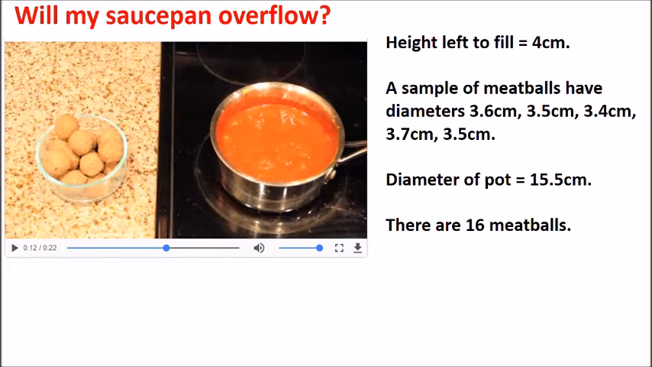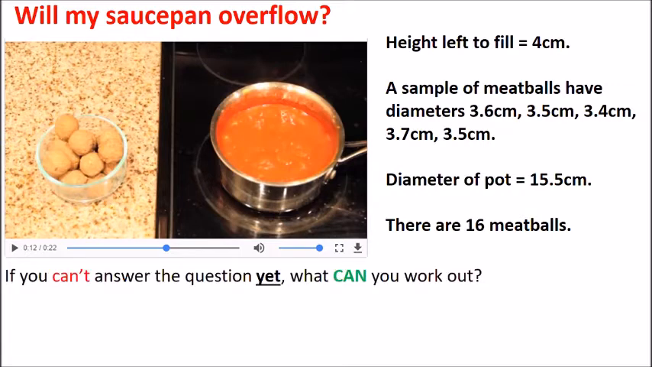Okay, so when I don't know how to solve a problem straight away, this is my thought process. I always tell myself, well, if I can't answer the question yet, what can I work out? So if I can't answer this main question, if I don't know if it will overflow or not, let's just think, what could I work out with the information that I've been given?